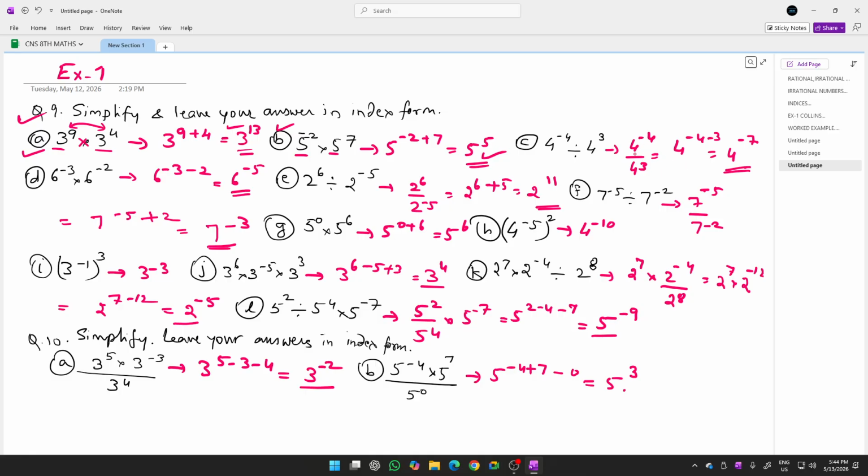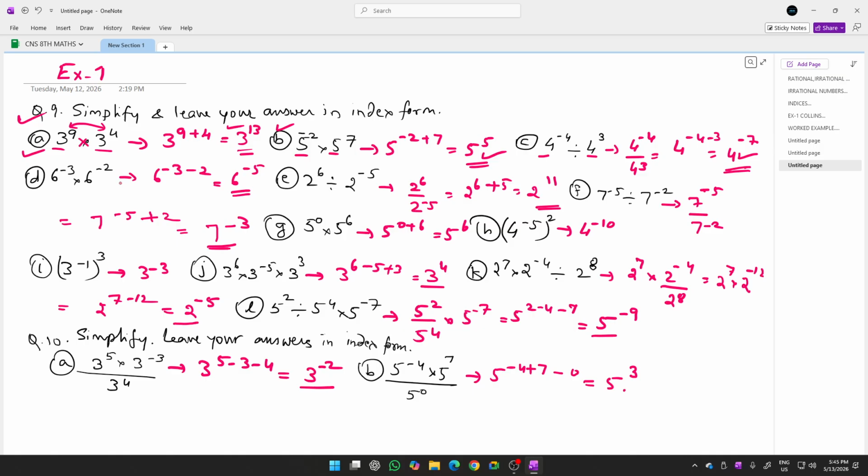Here for division, you have to subtract. So what you will have to do is minus 4 minus 3. So minus 4 minus 3 is minus 7. So your final answer will be 4 raised to minus 7. Remember here also the base should be the same. If the bases are not the same, you cannot use this rule this way.